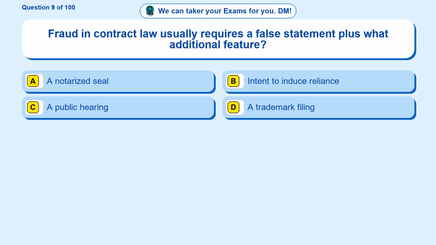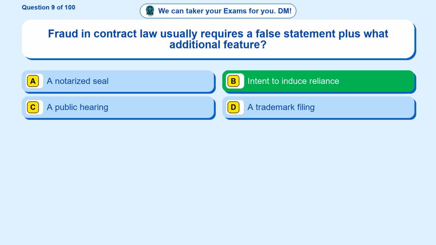Question 9. Fraud in contract law usually requires a false statement plus what additional feature? Option A. A notarized seal. Option B. Intent to induce reliance. Option C. A public hearing. Option D. A trademark filing. The correct answer is option B.